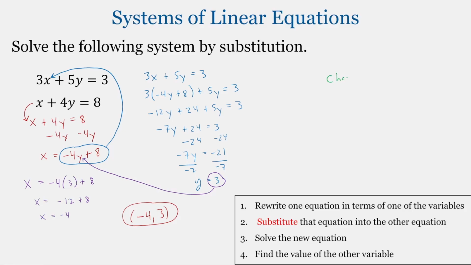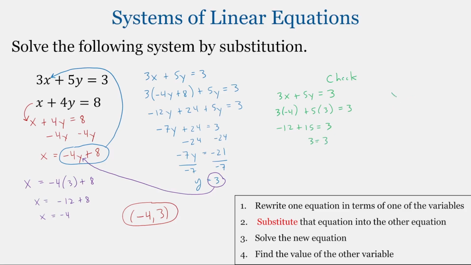So let's check our answer. We're going to go back to the original equations. So 3x plus 5y equal to 3. Just in case any mistakes were made when you were rewriting the equations, you always want to go back to the original equations. So we have 3 times negative 4 plus 5 times 3 equal to 3. This is negative 12 plus 15 equal to 3. 3 equal to 3, so that's a true statement.